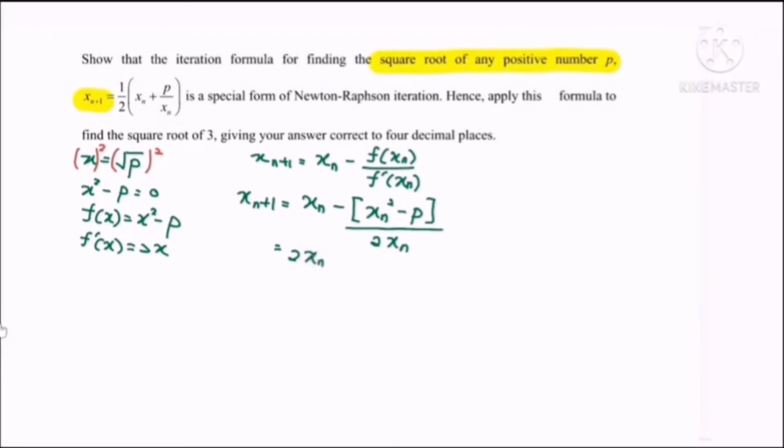So, x sub n squared over 2x sub n minus, we have the bracket, x sub n squared over 2x sub n minus, we have p over 2 multiplied with x sub n. So rewrite the situation. 2x sub n squared minus with x sub n squared over 2.